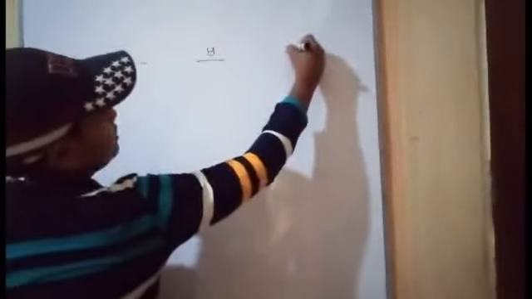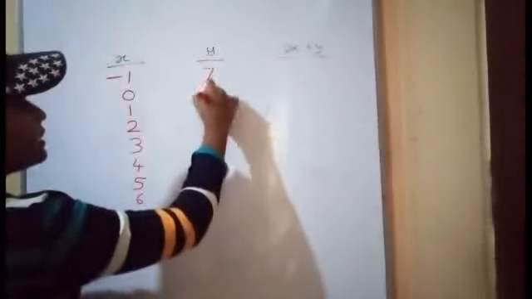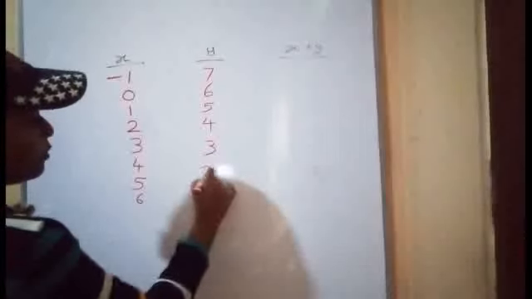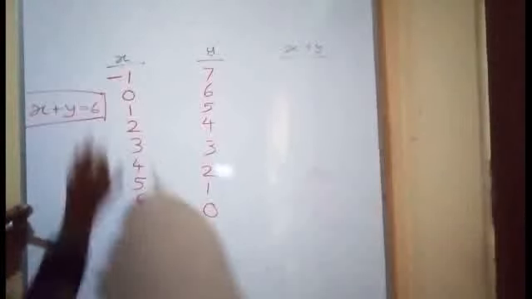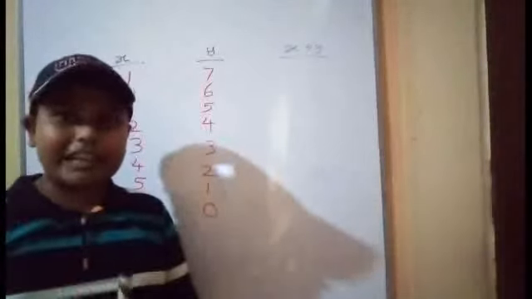Okay. And now we have x plus y. Now what is the x? We get the x as minus 1, 0, 1, 2, 3, 4, 5, 6. Okay. And now y is 7, 6, 5, 4, 3, 2, 1, 0. Okay. Because the equation is x plus y is 6. This is the equation that is given. Now we find the simultaneous equations as pairs in a table.